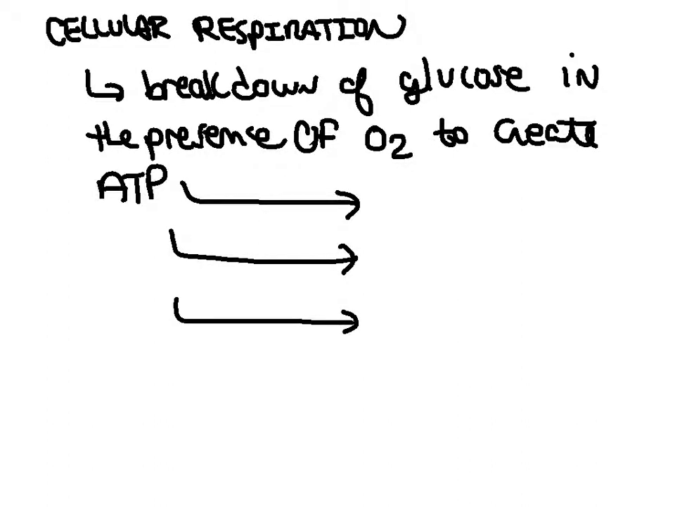Cell respiration is the breakdown of glucose, which you obtain from your food and your calories, in the presence of oxygen to create cellular energy, ATP. Cellular energy can be used for three different things. The cell can use it for mechanical energy, such as moving a muscle.